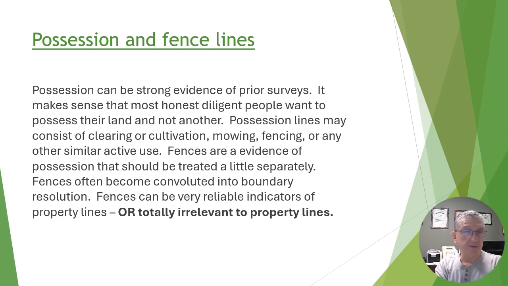Fences are evidence of a little bit different flavor that should often be treated separately. Fences often become convoluted in boundary resolution. Fences can be very reliable indicators of property lines, or they can be totally irrelevant to property lines. Take two totally different scenarios. A fence is straight from one end to the other. It's in the vicinity of the property line. The tax map probably drew it to the fence line because that's all the mapper could see.